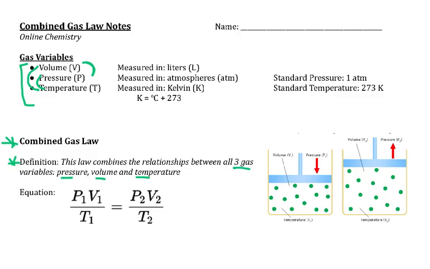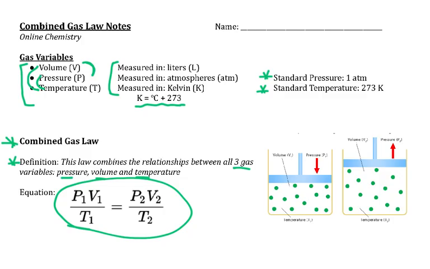Our reminders here are units so that we can make sure we're matching up everything appropriately. We need to make sure our temperatures are in Kelvin because we're dealing with gases, and standard pressure is 1 atm and standard temperature is 273. So if we see that in a problem, we need to put those numbers in. It's not going to be a number provided with that. All right, and so this is the equation that we're going to use.